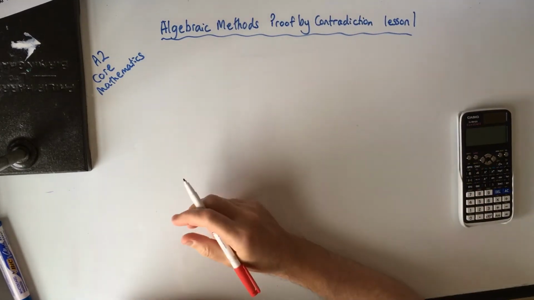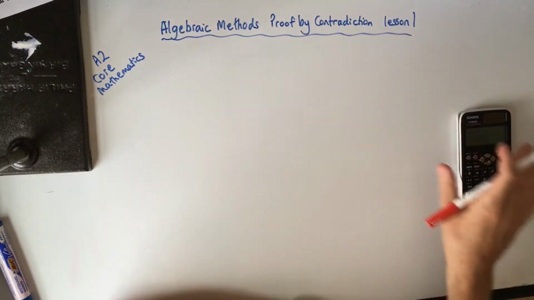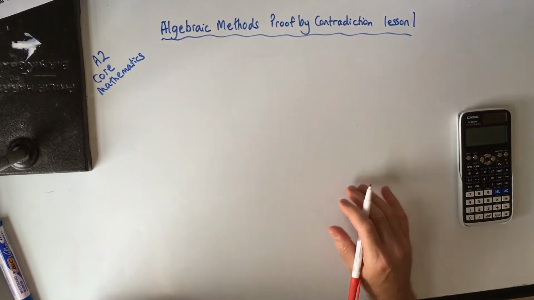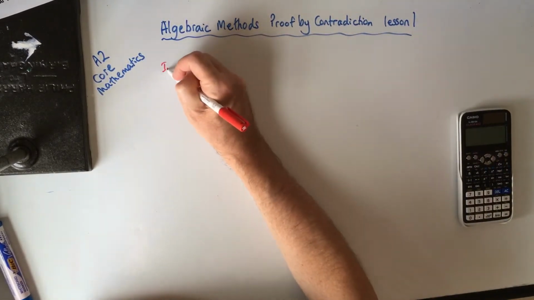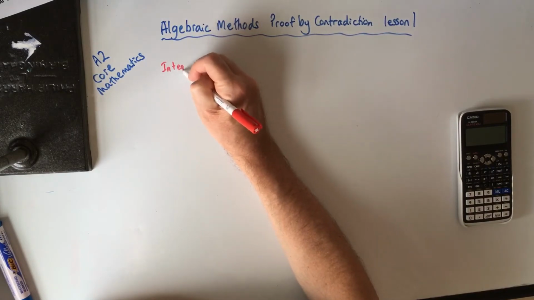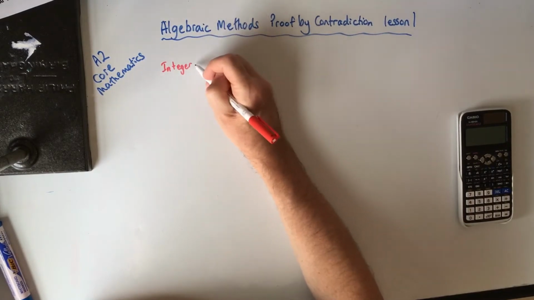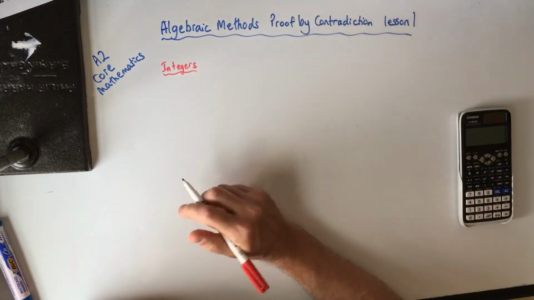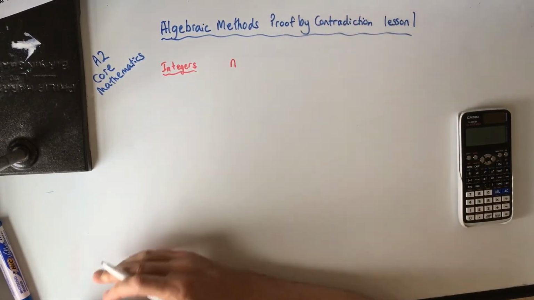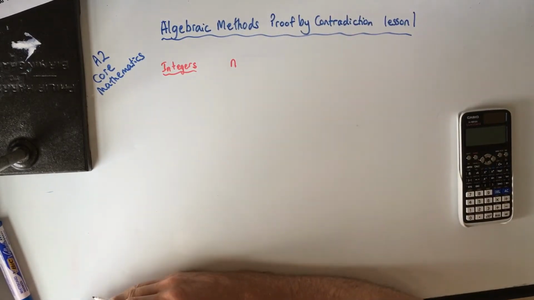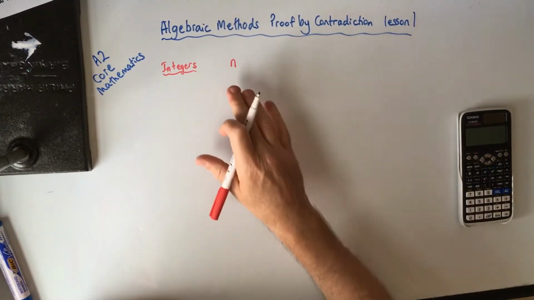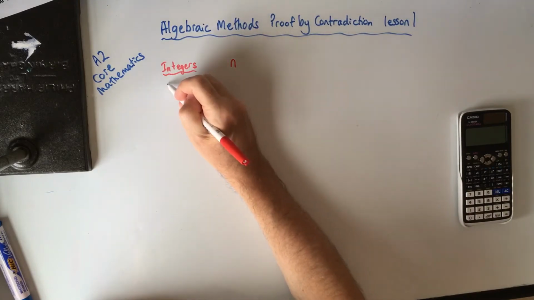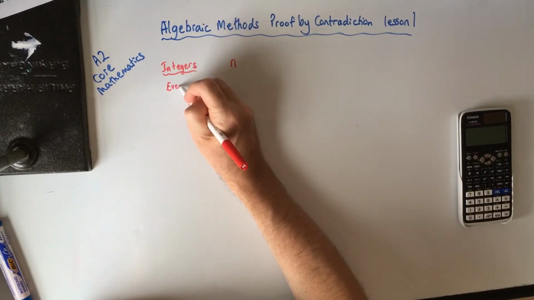So going back to basics, I want you to think about how we describe integers, so whole numbers. I don't even know how to spell it. Is that an A or an E? I don't know. How we describe them, we can describe them by using the letter n, can't we? So n represents any integer.